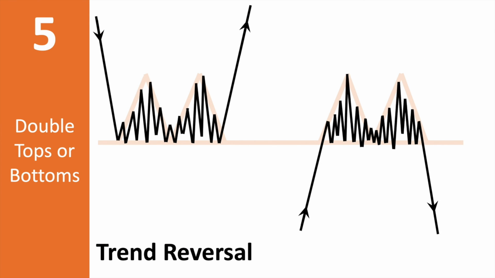Finally, at number 5 are the double tops, like the letter M, as shown here, or the double bottoms, like the letter W. These are all indicators of a reversal in trend. So an uptrend is going to become a downtrend after getting into the pattern, and a downtrend will become an uptrend after getting out of the pattern.